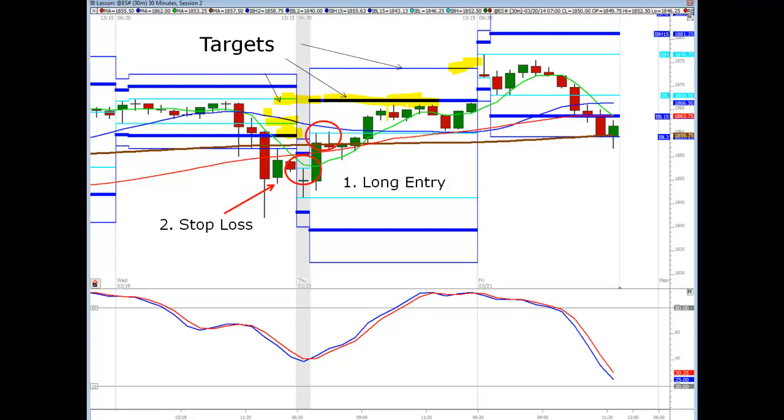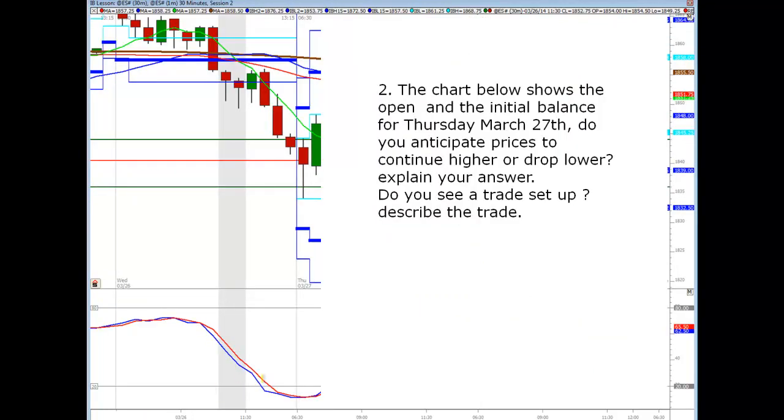So that is our first question. Now let's take a look at our next practical exercise question right here. In this case, the chart that we have before us shows the open and the initial balance for Thursday, March 27th. Do we anticipate prices to continue higher or drop lower? Explain your answer. Do you see a trade setup, and describe the trade?